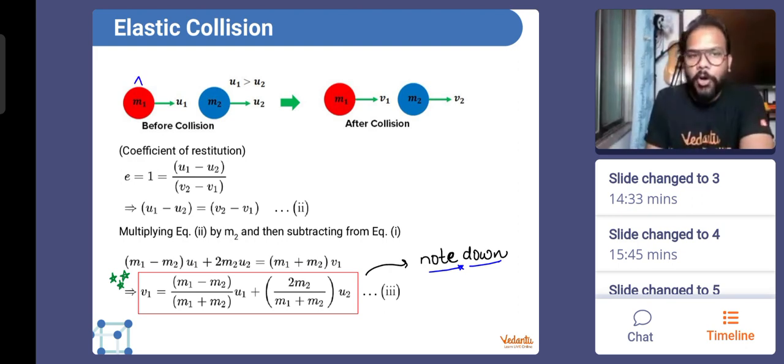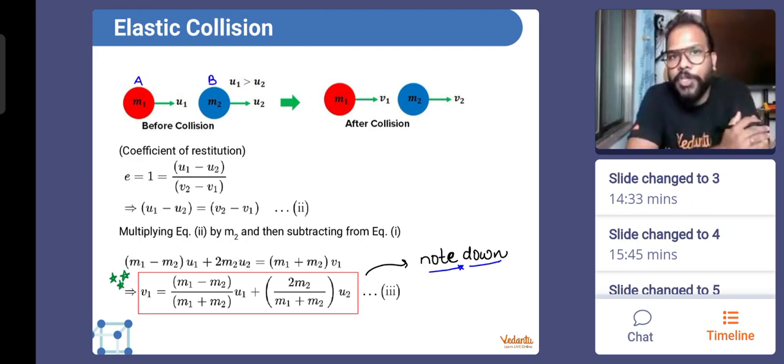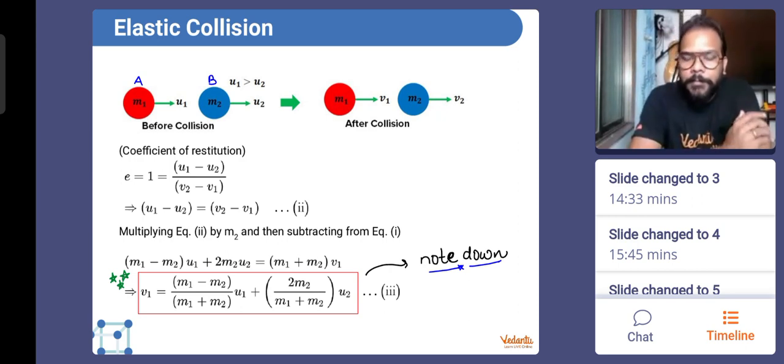This is the velocity of body A, the body which was coming from behind. It is the velocity of that object, the body which tries to approach to collide. The one which is moving faster before collision is body number 1. Okay. This is its velocity after collision.